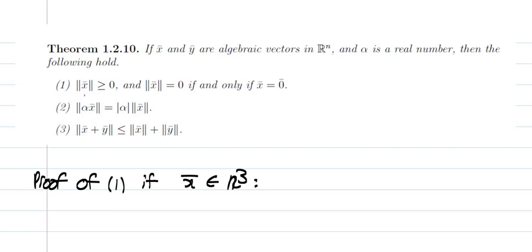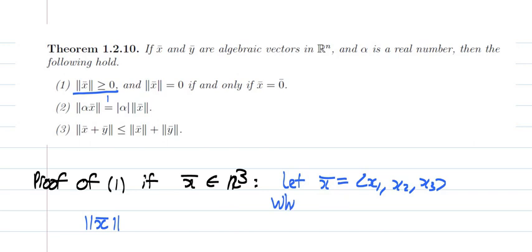So number 1, we actually have a lot of things to do. So we've got to do this. This is our first job. So let's look at the norm of x. Now, again, we're going to make our lives easy and say let x be a vector with components x1, x2, x3, where x1, x2, x3 are real numbers, all right?